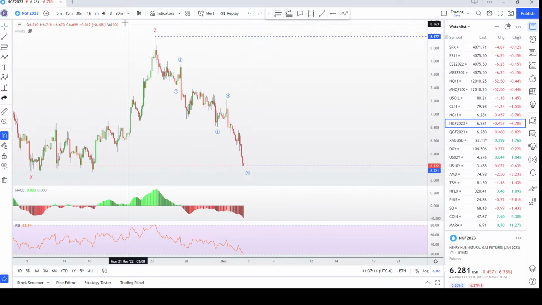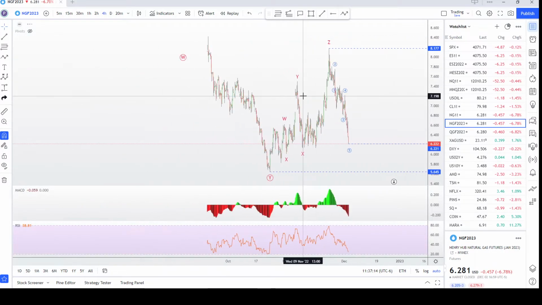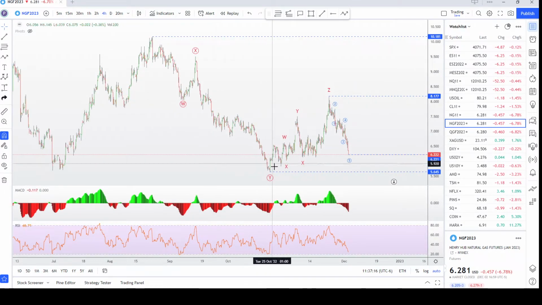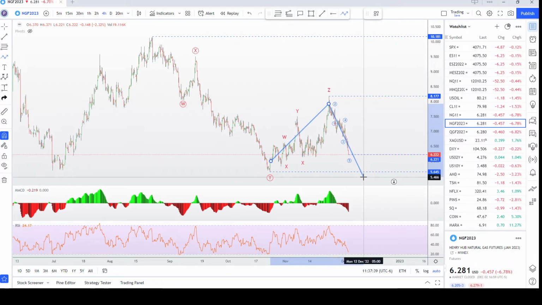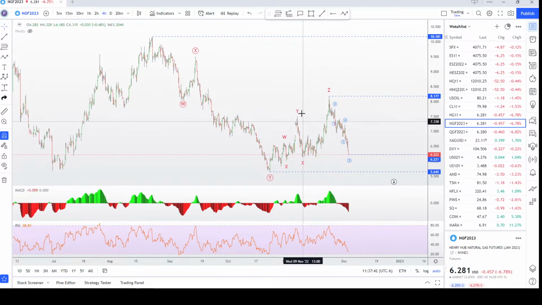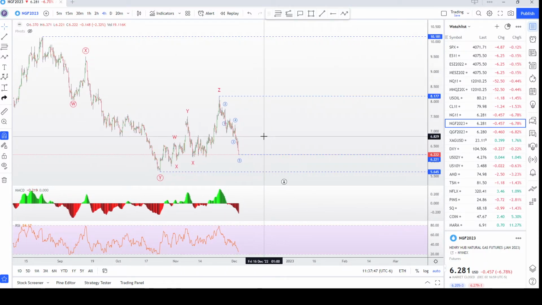Natural gas, zooming out here. So I still see this WXY, and then all of this I see as a WXYXZ, which is for the X wave, and I believe that they're going to come and break this low. And so this will be WXY, this all here is X, and now we're coming down for the Z wave. And then get ready for natural gas to rip higher.